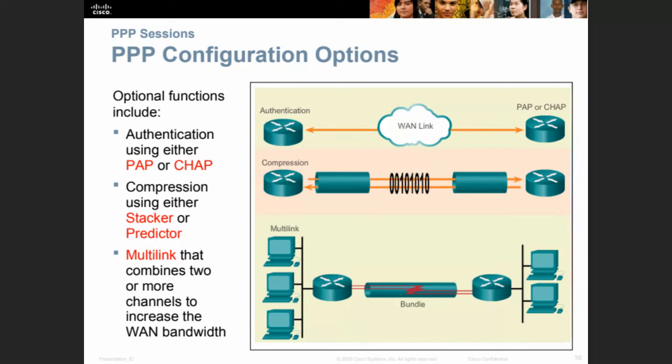Compression also can be done on the PPP. You can use either stacker or predictor for compression. Also, multi-links can be used to combine channels to utilize the bandwidth. I can use multi-link to combine two or more channels. This is all in PPP. In the lab, we will not do stacker or predictor or multi-link, but we will do PAP and CHAP. Okay? Any questions?